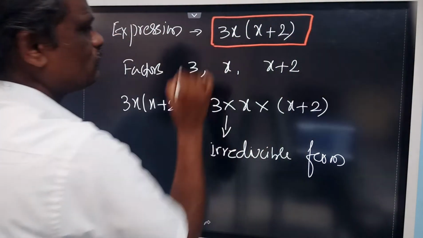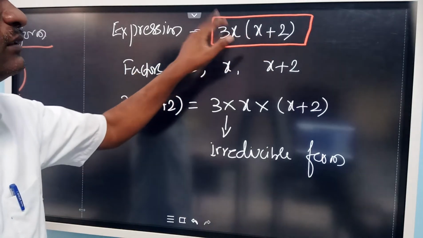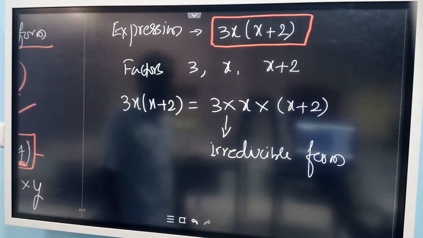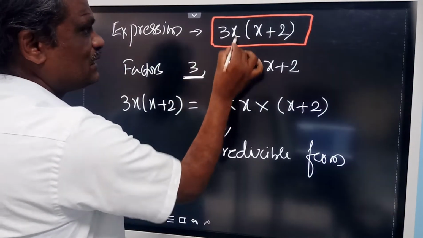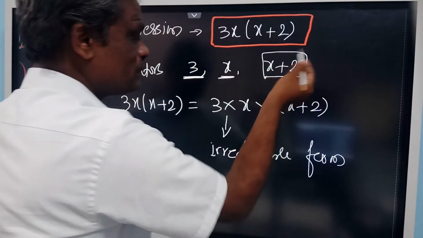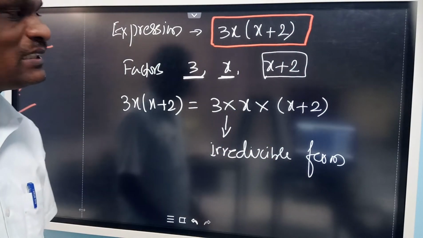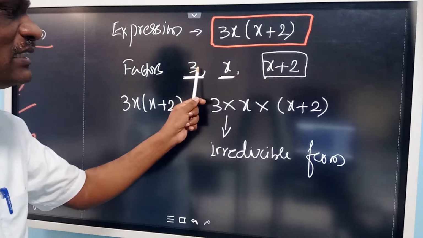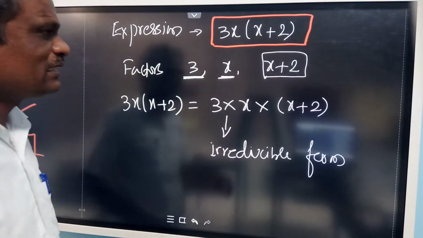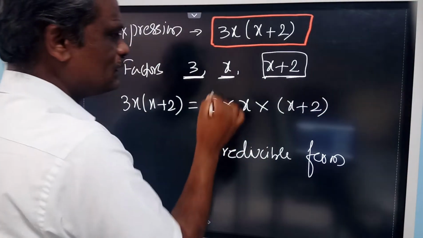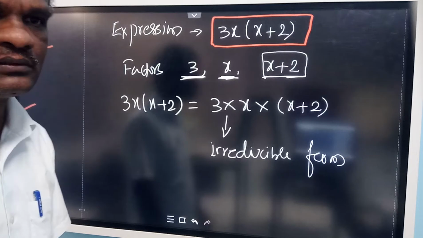3x into x plus 2. So it's an expression. X plus 2 is multiplied by 3 and x. So what are the factors? 3 is a factor, x is also a factor, x plus 2 is an expression, that is also a factor. Sometimes the factors may be an expression, sometimes a number, sometimes a variable. So factors can be an expression also, a variable also, a numerical number also.